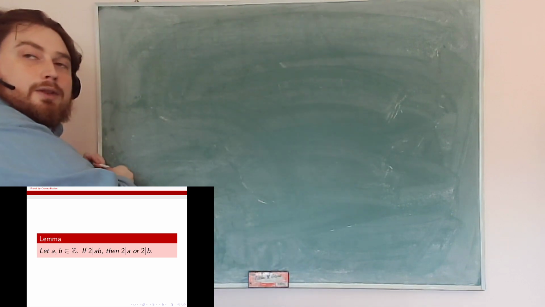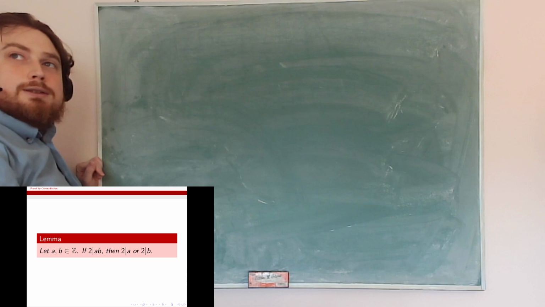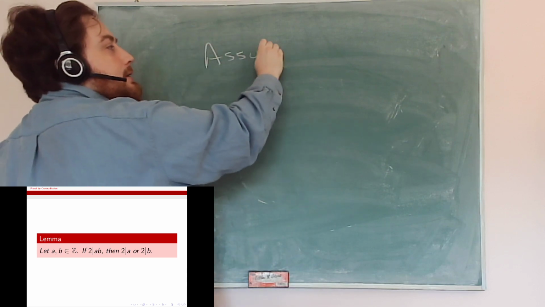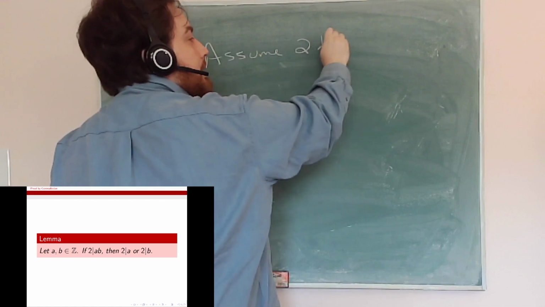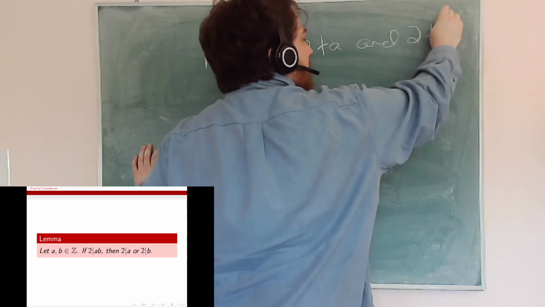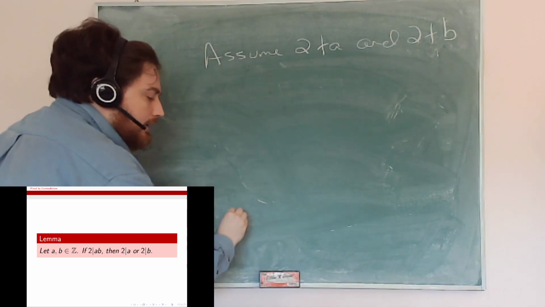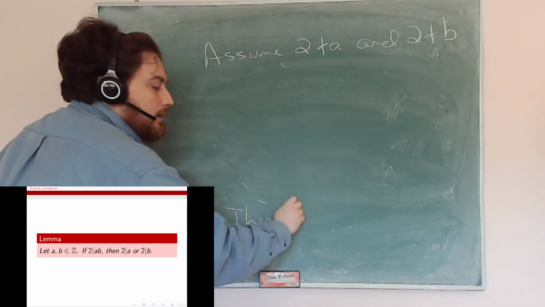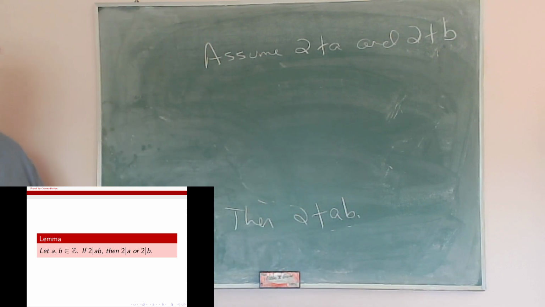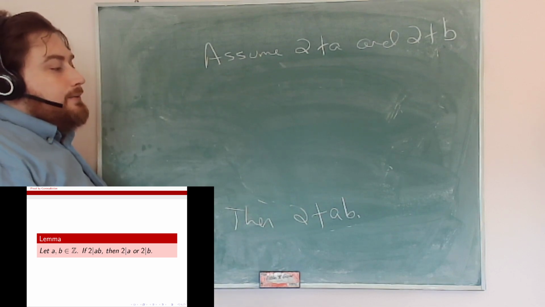So the negation of the then part is, the negation of an or is an and, and we negate each piece. So we get to assume 2 does not divide a, and 2 does not divide b. And we have to show 2 does not divide a times b. All right, so that would be our contrapositive for this.